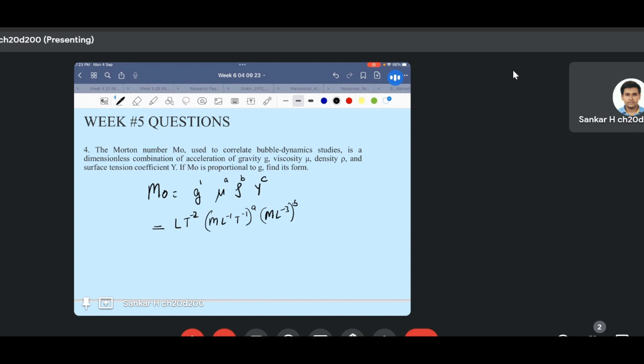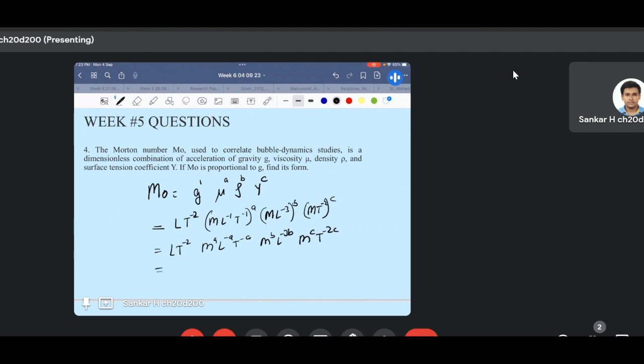And what is the unit of surface tension coefficient? You know that surface tension is force per unit length. Therefore, force is M L T raised to minus 2, and that multiplied by 1 by L will give you M T raised to minus 2, to the power C. Therefore, we'll just have to rearrange and we'll get this as L T raised to minus 2, M L raised to minus 1 T raised to minus 1 to the power A, M to the power B, L to the power minus 3B, and M to the power C, T to the power minus 2C.